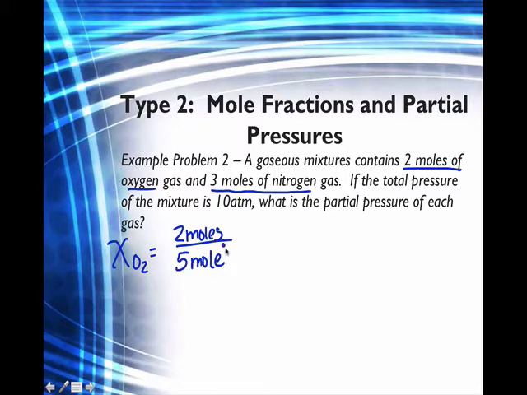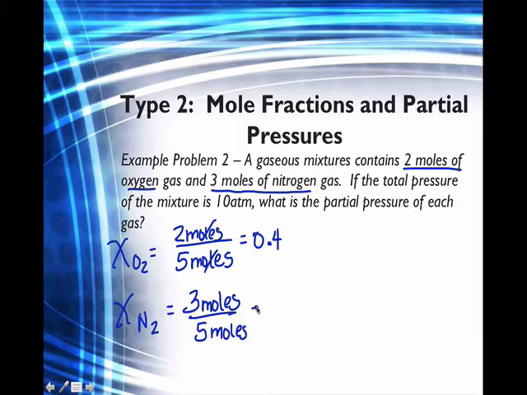So if I take 2 and I divide by 5, I get 0.4. Do not change that into a percentage, and you can see your units go away. So this is now just a number. I'm going to do the same thing for the nitrogen. Nitrogen was 3 moles, and it's still a total of 5. So when I divide those, I get 0.6.